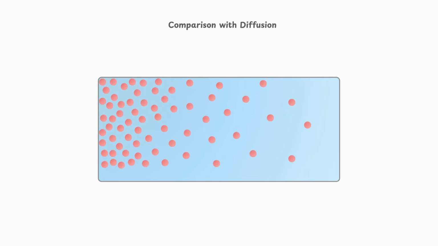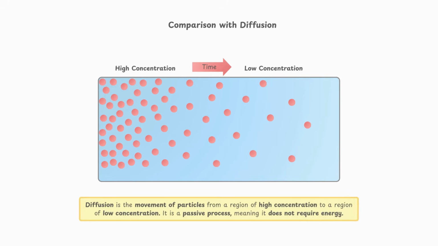Let's have a quick recap of what is diffusion. At the start, particles are crowded on the left side, which is a high concentration. On the right side, there are fewer particles, so it is a low concentration. As time passes, the particles begin to spread out. They move from the high concentration area to the low concentration area. Eventually, the particles become more evenly distributed across the space. This process is called diffusion, and it happens naturally without needing any energy.